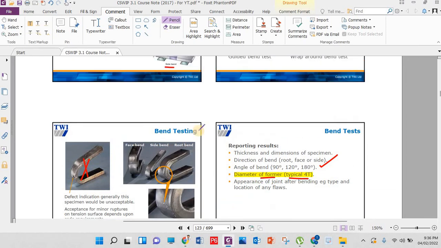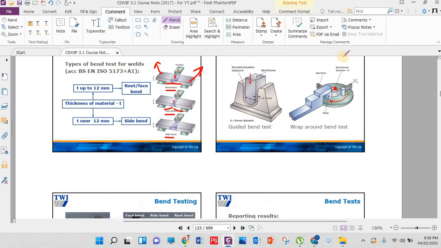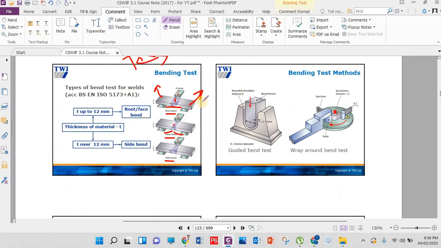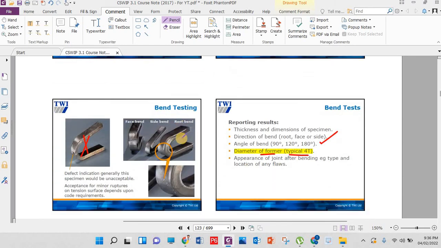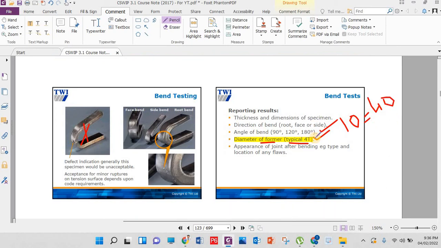Former I already explained to you, which gave you support. This one is the former, okay? This one is the former, which bends your specimen, known as former. The former should be 4 times the thickness. If I have 10 millimeter thickness of the plate, then the former should be 40 millimeter, 4 times the thickness. Okay, this is also an important point.